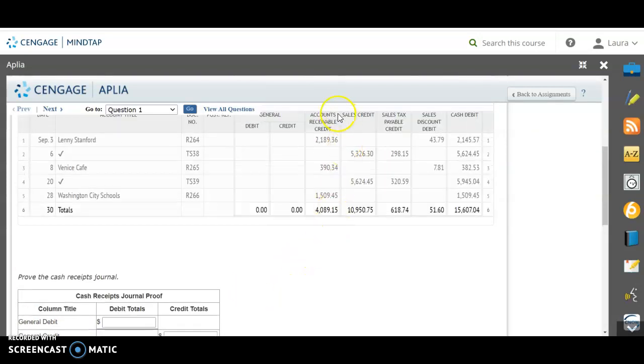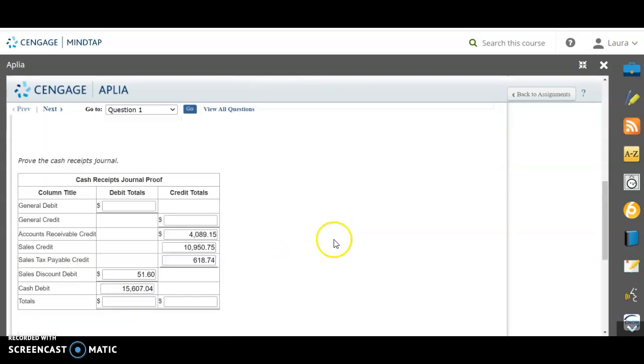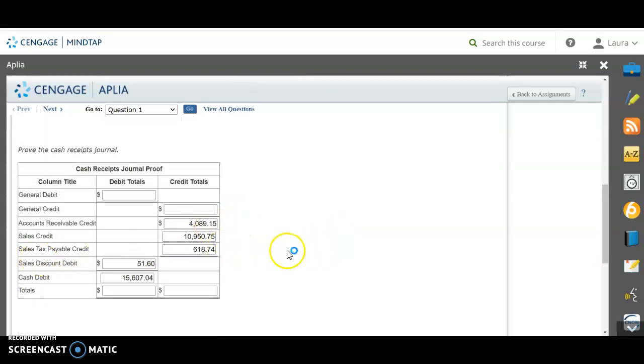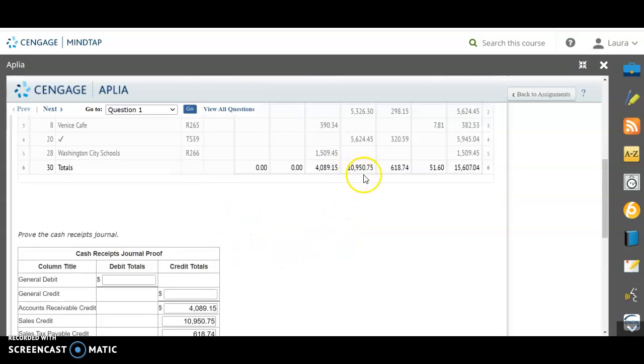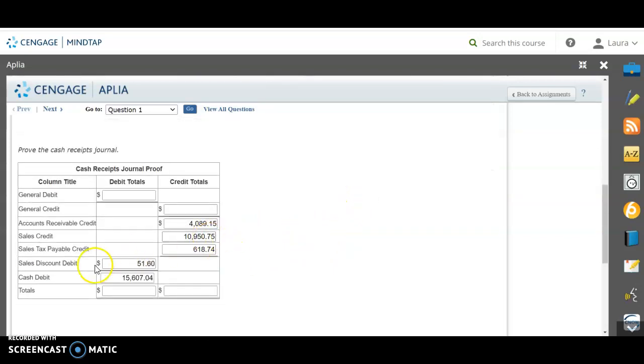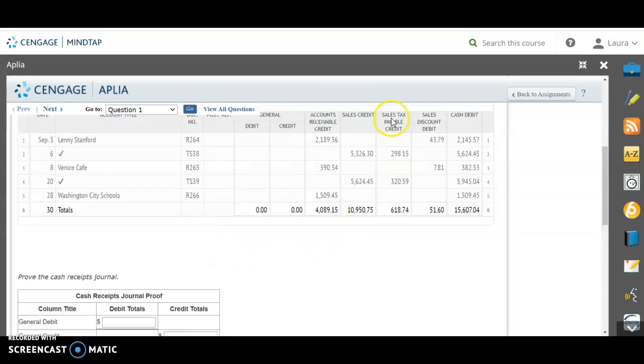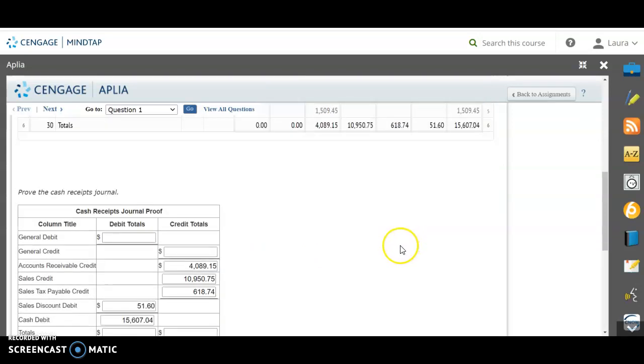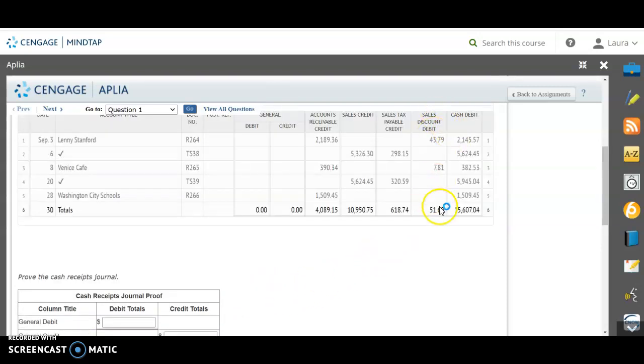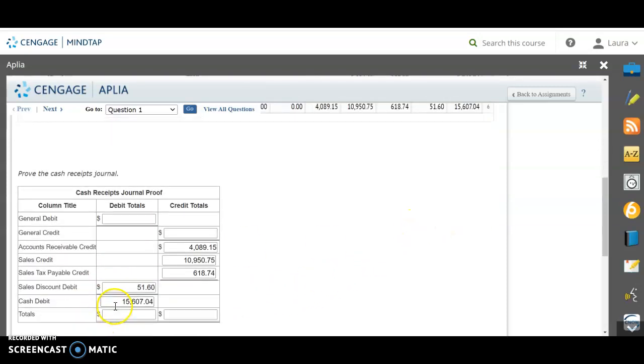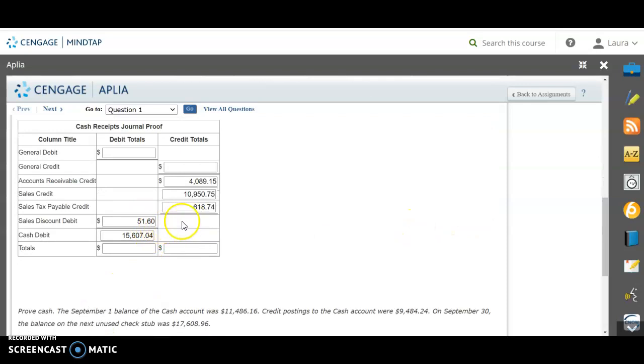Accounts receivable credit, so we're looking at this column. Make sure you know that it is a credit, $4,089.15, plug it in. Sales is a credit right here, $10,950.75. Sales tax payable credit is this column, $618.74. And then the sales discount and the cash are both debits. So just make sure, and it's pretty easy to do because they don't let you put it in the wrong column, but those are both the debits.